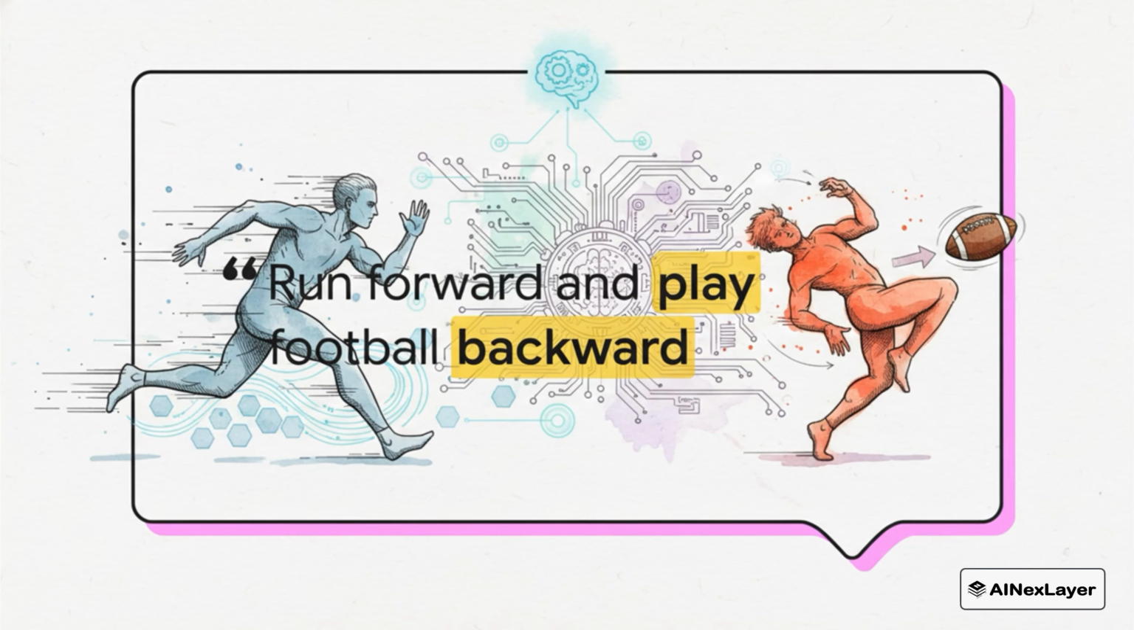Well, take a look at this command. Run forward and play football backward. You'd think that might confuse an AI, right? But nope. The model completely understands the sequence and generates an animation that does both actions, one after the other. It shows this incredible grasp of logic.